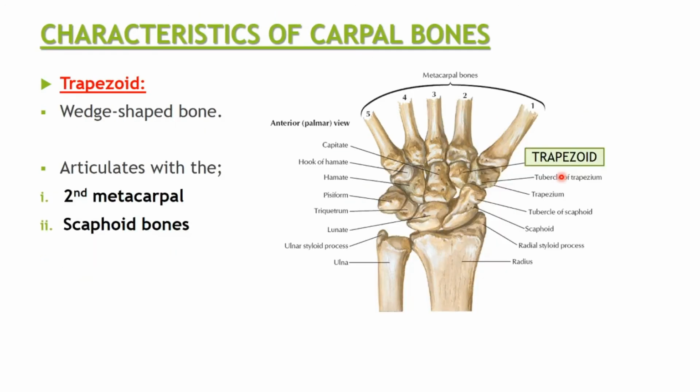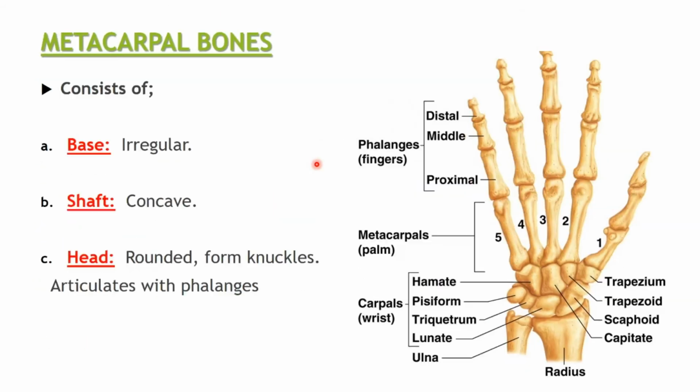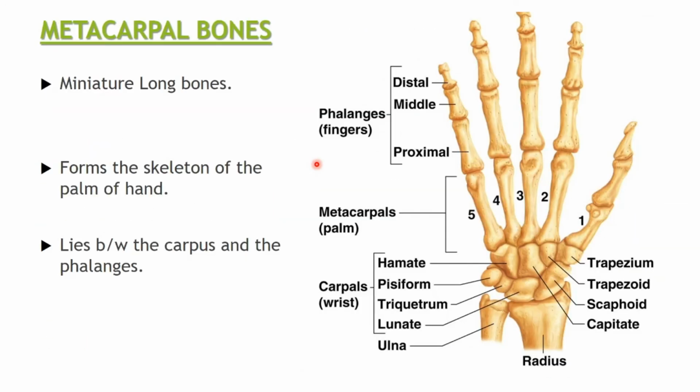So these were the bones. These were the 8 carpal bones. Again revising: scaphoid, boat-shaped bone, lunate, triquetrum, and pisiform. Then trapezium, trapezoid, capitate, hamate. So these are the bones. Then comes the metacarpal bones.